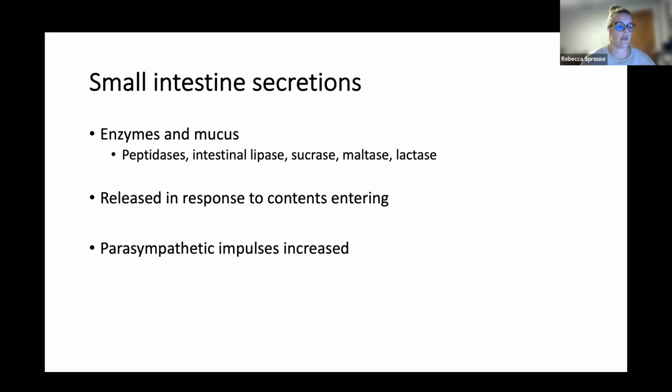And so our parasympathetic impulses are going to increase at that point, and we're going to have these things all released at that moment. Then remember that your parasympathetic impulses need to kind of slow down a little bit to allow that stomach to empty at a slower pace.